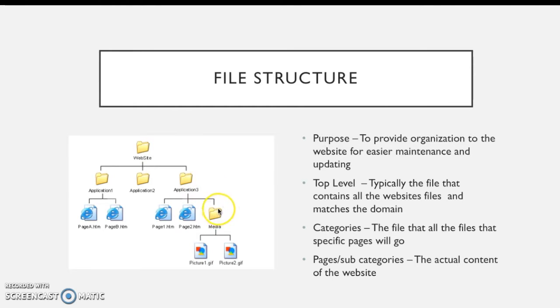The next file down, we would have a subcategory. This category right now is media. This would hold all the pictures that go within the academics portion of the website. You can have dozens of subcategories that go down and keep going down, but this is a very basic file structure that we would look at.